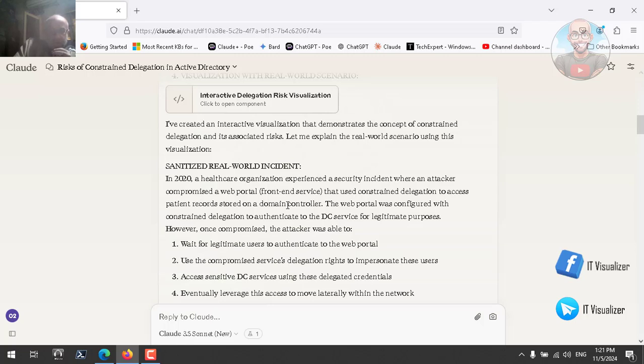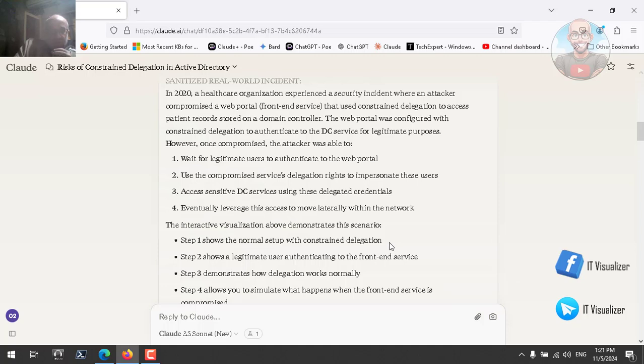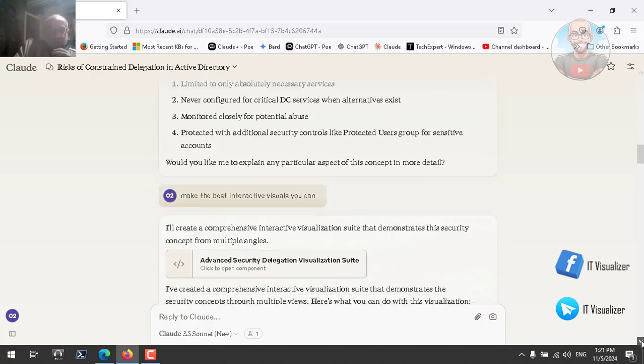Okay, this is weird. We do not store data on a domain controller. Some people maybe put a SQL database on a domain controller, which is not a best practice, but maybe this can be the issue. The web portal was configured with constrained delegation to authenticate to the DC service for legitimate purposes. However, once compromised, the attacker was able to wait for legitimate users to authenticate to the web portal, use the compromised service delegation rights to impersonate these users, access sensitive DC services using these delegated credentials, and eventually leverage the access to move laterally within the network. Anyway, I think the answer is not that good from my point of view.